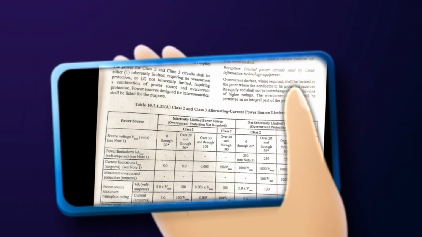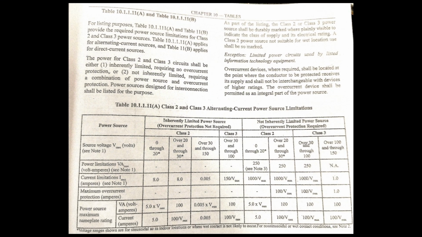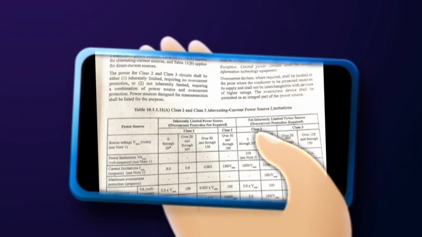Slide 18. This Table A sets the maximum voltage, current, and power limits for power supplies classified as Class 2 or Class 3 circuits. Purpose: to define the electrical threshold for these circuits, which ensures they are considered safe, with low risk of fire or shock, and can therefore use simpler low-voltage wiring methods. Key idea: the limits are strictest, lowest current or VA, when the power source does not require overcurrent protection.